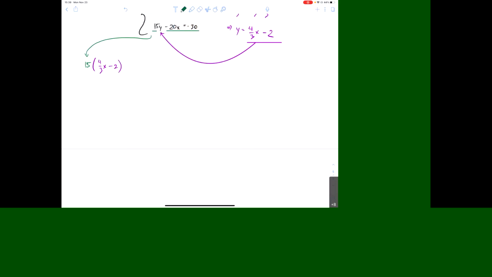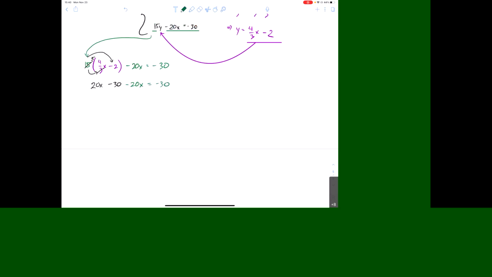And then you're left with negative 20x equals negative 30. So what happens when you distribute here? Well, 15 times 4/3 looks messy, but the nice thing is that you can divide 3 and 15, and that just becomes 5 times 4x. So that's 20x. And 15 has to distribute this way, but it also has to distribute this way. What's 15 times negative 2? That's negative 30.